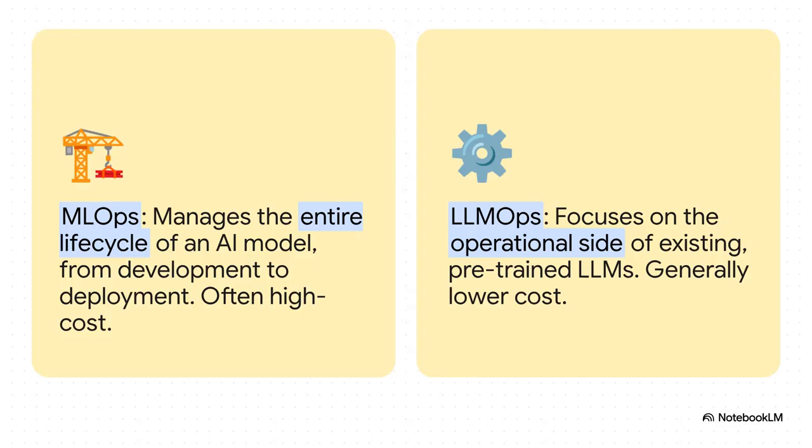Now, you might hear the terms MLOps and LLOps getting thrown around, and it can be a little confusing. So what's the difference? Well, let's stick with the car analogy. MLOps is like being a full-on car manufacturer, designing and building the entire car from scratch. It's a massive, expensive undertaking. LLOps, on the other hand, is more like being a custom auto mechanic. You take a powerful, pre-built engine, say an open source model like Llama, and you just focus on dropping it in, integrating it, and tuning it for a specific purpose. It's way, way more accessible.